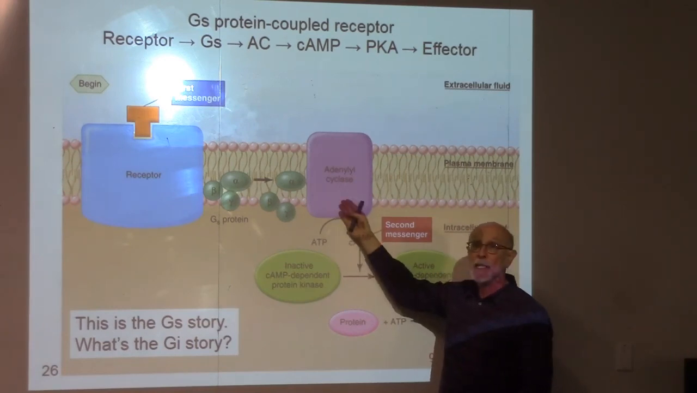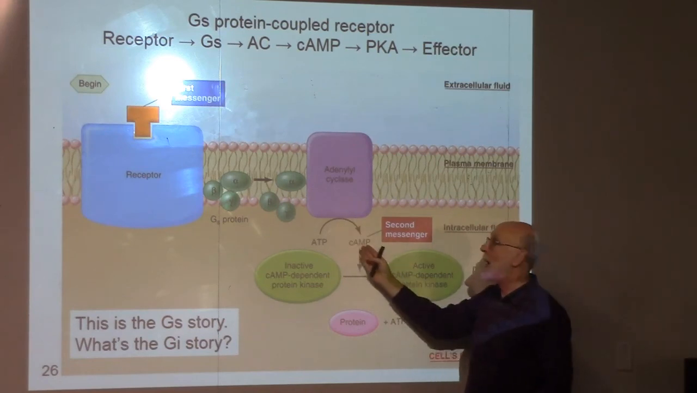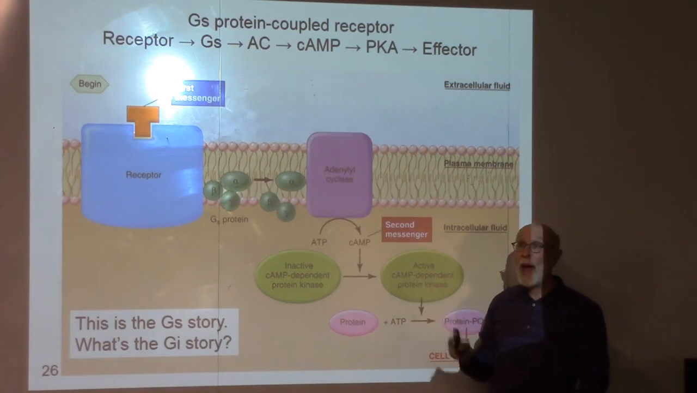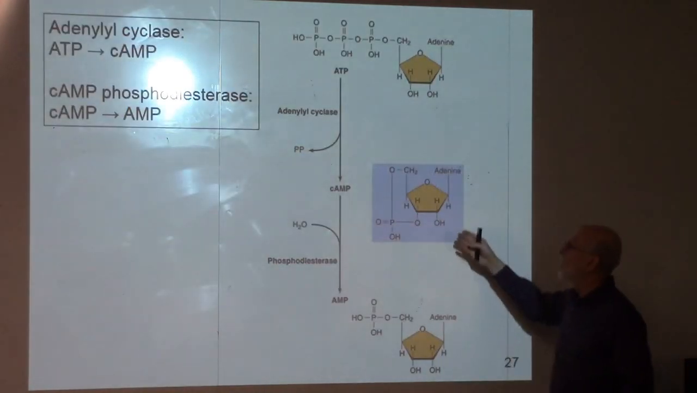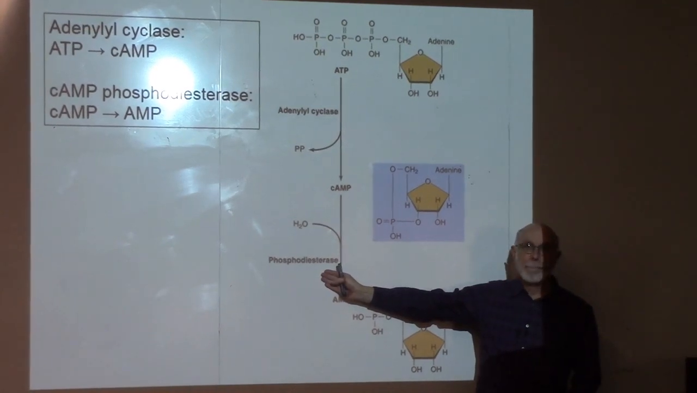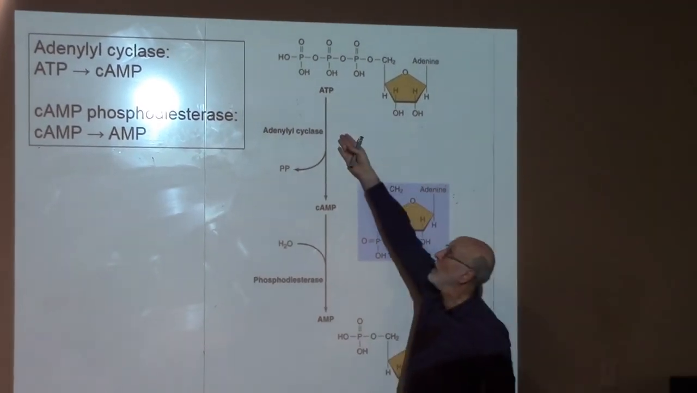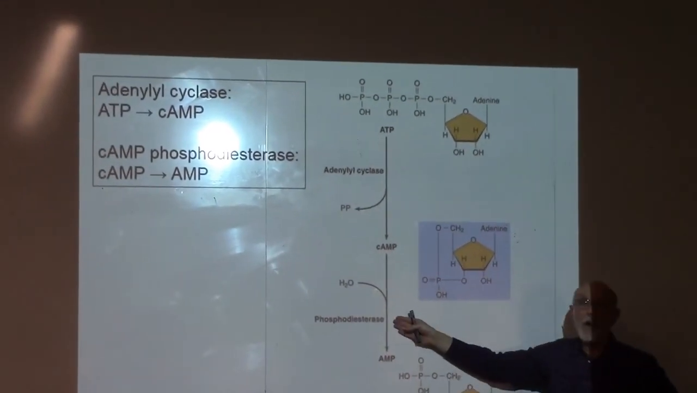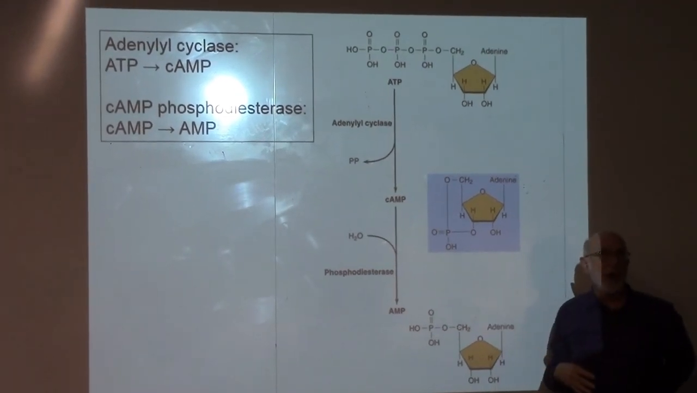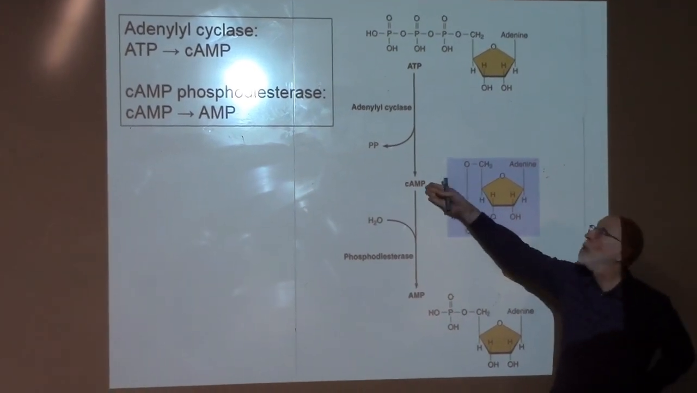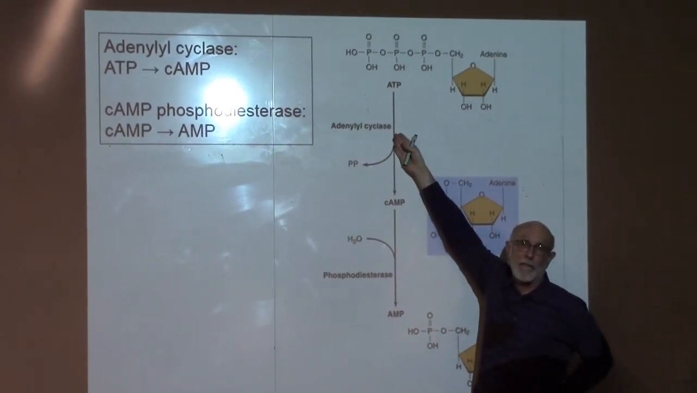So if adenylyl cyclase is not turned on, what happens to cyclic AMP concentrations in this cell? Goes down. Why is that? It's because there are constitutive enzymes that break down cyclic AMP. So adenylyl cyclase makes cyclic AMP from ATP, and phosphodiesterase, which is always there in the background, is breaking it down. Cyclic AMP goes up when receptors are activated because this is now working faster than this.